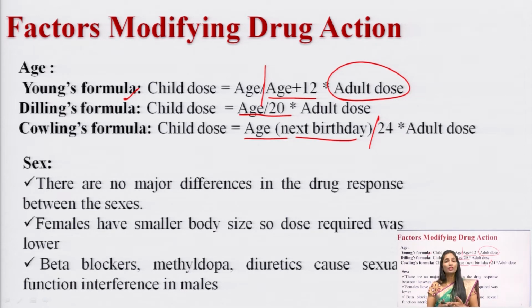If I am talking about drugs like beta blockers, where can you use beta blockers? You can use beta blockers in hypertensive patients. You can prescribe beta blockers and methyldopa in hypertension. If you are giving beta blockers, methyldopa or diuretic drugs, particularly in hypertensive patients, they cause sexual interference and disturb sexual function in males. So, this is the modified action of a drug in males and females.